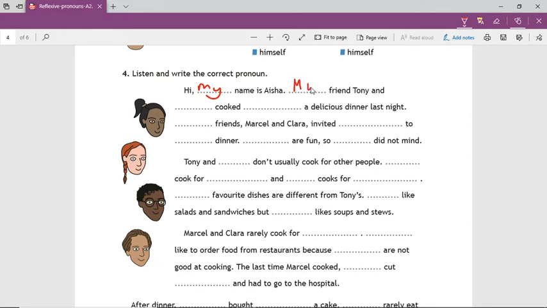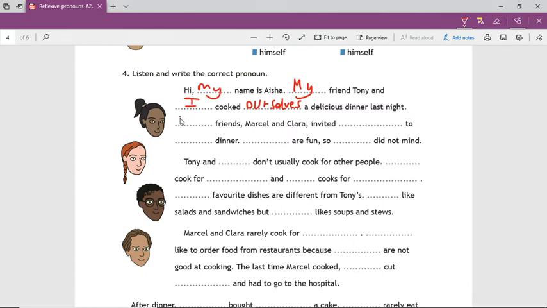My friend Tony and I cooked ourselves, because there's two here. So we've got two pronouns, it's a bit complicated. My friend Tony and I cooked ourselves, because we've got two here. So it becomes a plural. So the reflexive pronoun is ourselves. A delicious dinner last night.